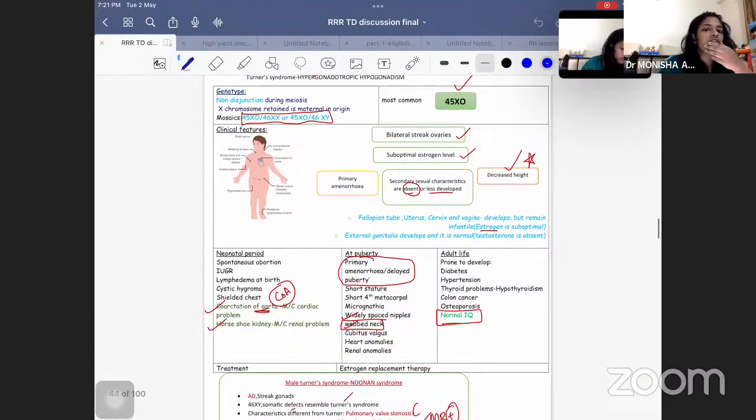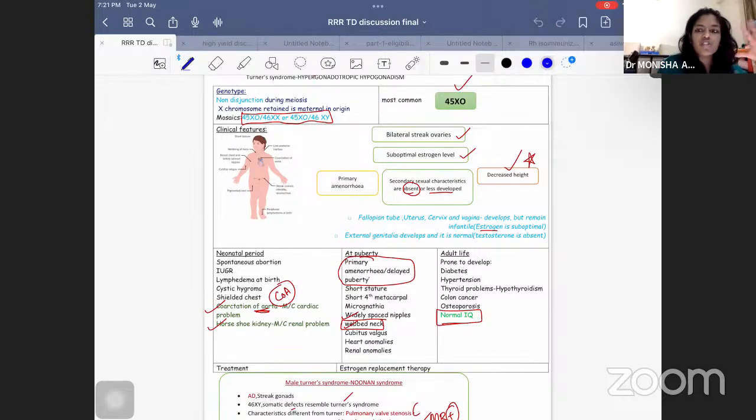See, it is important that you know Turner syndrome. You should not make mistakes when they ask questions from Turner syndrome. It's a condition presenting with hypergonadotropic hypogonadism. What is the genotype? Genotype is the genetic level, what they are. They are mainly because of non-disjunction. What is the most common that you see? 45X0. Phenotypically, they look like females, but their genotype is 45X0, which is the most common.